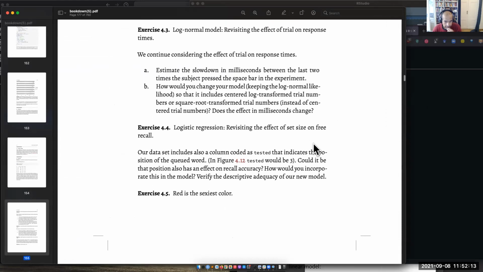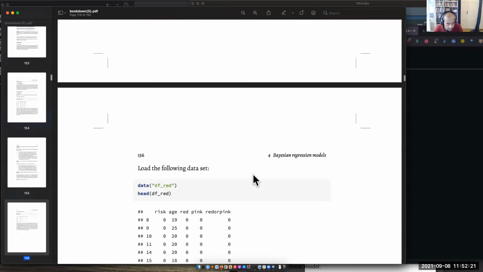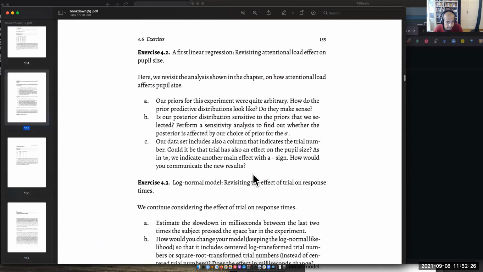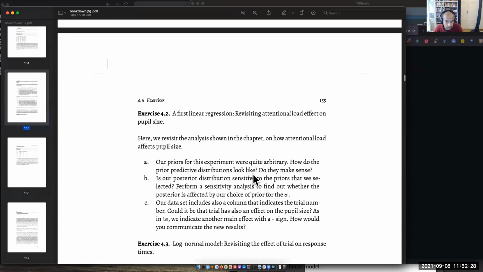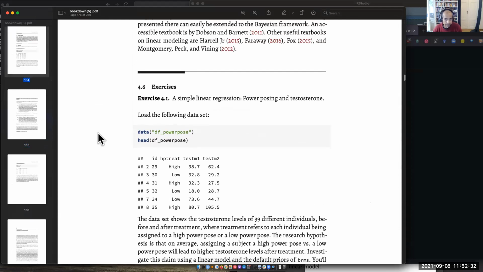I think I had, yeah, this is a good exercise. I think this one is a very instructive exercise. Oh no, is this the one I wanted to talk about? No, I wanted to talk about power posing actually. So let's see which one is the power posing. Yeah, this is a great exercise. Let's do this one, okay?